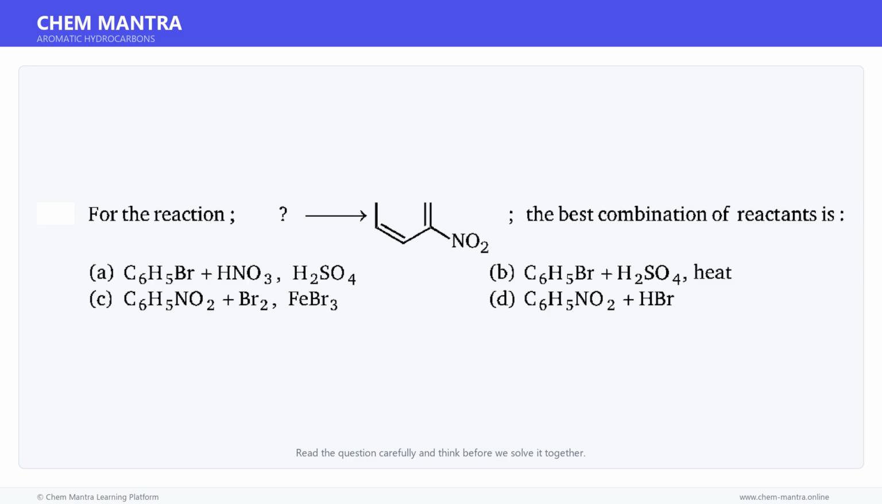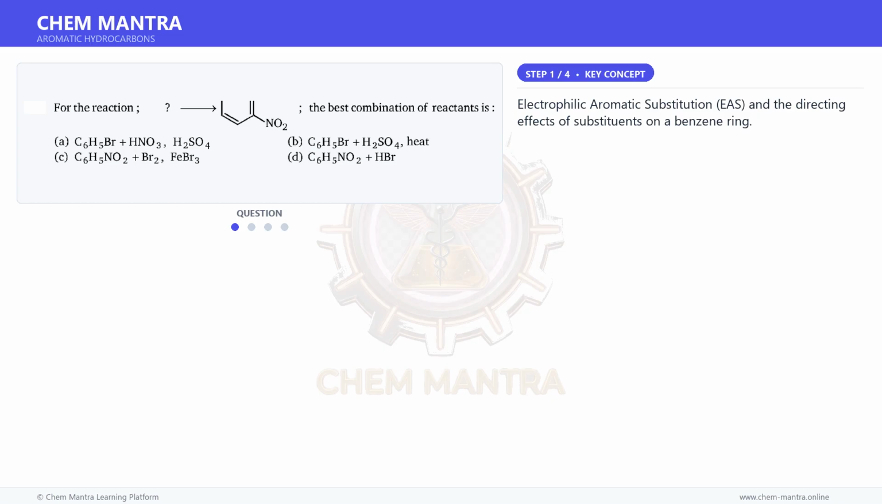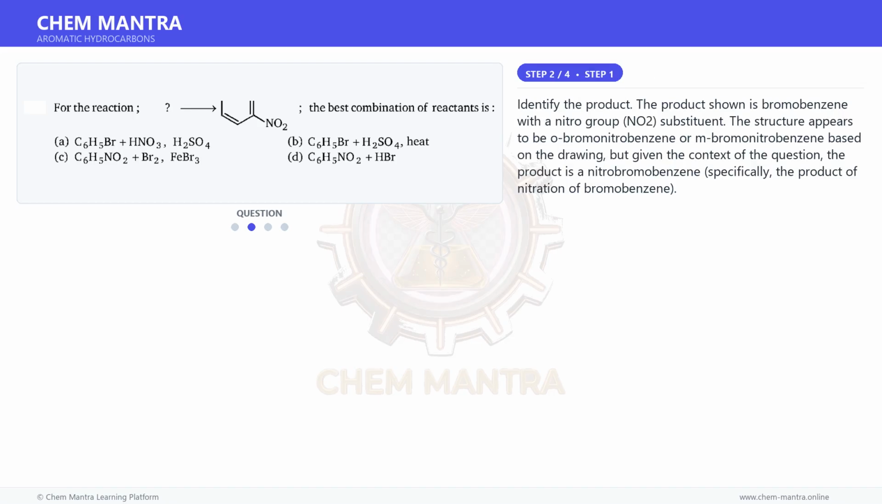Here is a question. Read it carefully and think about the answer. Let us solve it step by step. Let us first understand the key concept here. Electrophilic aromatic substitution, EAS, and the directing effects of substituents on a benzene ring. Moving on to the next step.